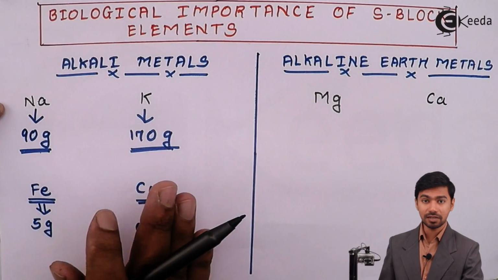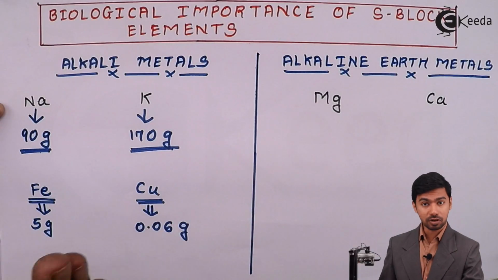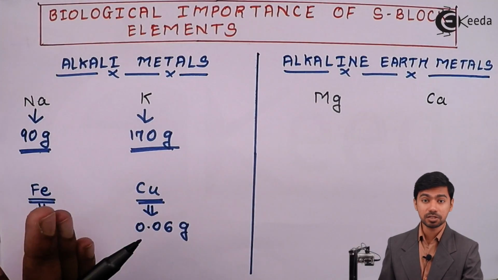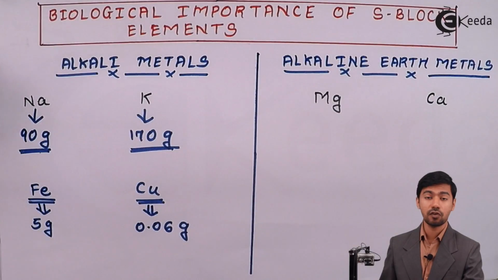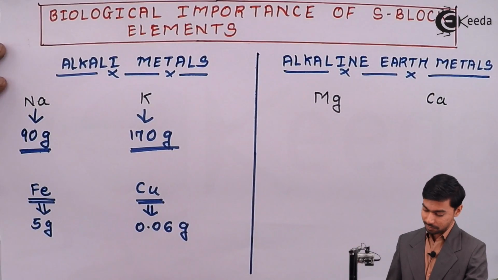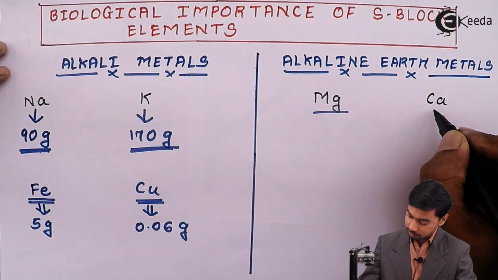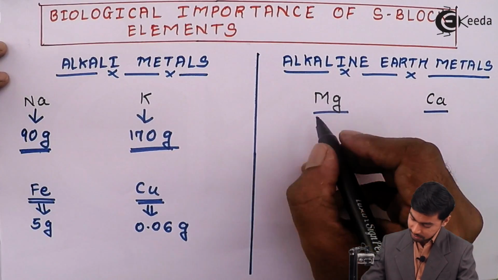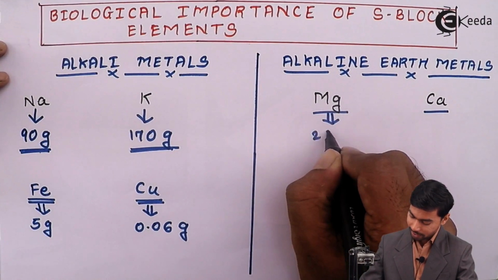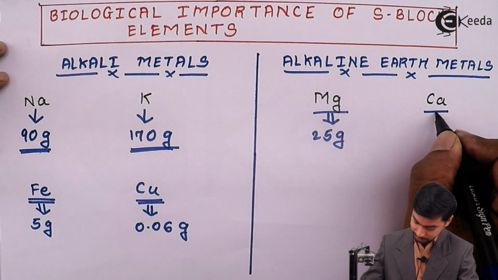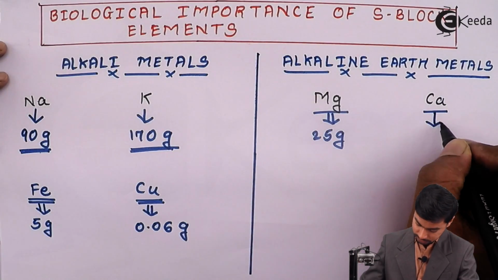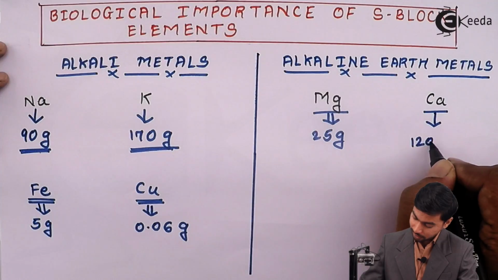That means alkali metals, sodium and potassium, are very important biologically for a human body. The same goes for magnesium and calcium: magnesium's required intake is 25 grams and calcium's intake is nothing but 1200 grams.